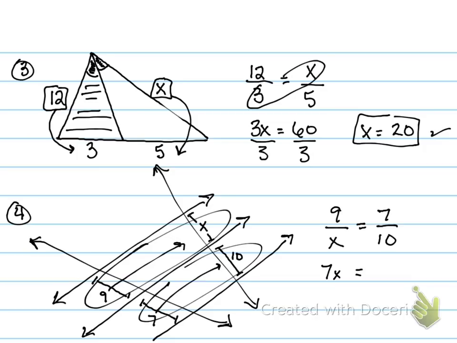So we can go and solve this problem just like always. 7 times x is 7x. 9 times 10 is 90. Let's divide 90 by 7. 90 divided by 7 is 12.85, so about 12.9. And so that would work for this problem.